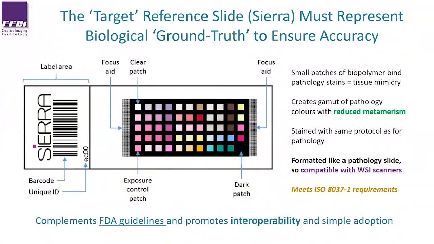To enable this, FFEI have developed the Sierra Slide, which contains small patches of biopolymer that binds to pathology stains and therefore mimics the interaction of stains with tissue to a high degree. This also enables the creation of the whole gamut of pathology colours that each scanning system might encounter. And it is also formatted like a pathology slide, so this complements FDA guidelines and promotes interoperability and simple adoption.